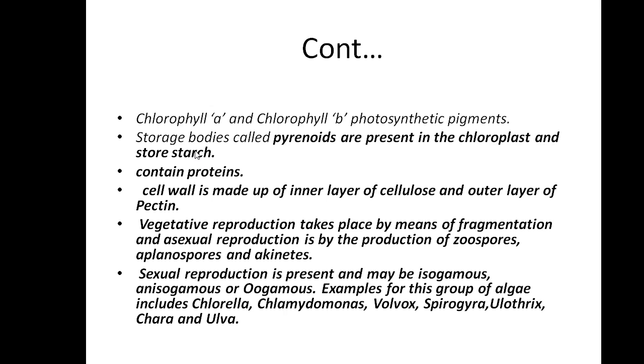Vegetative reproduction of the Chlorophyceae family takes place by fragmentation, and asexual reproduction by the production of zoospores, aplanospores and akinetes. So keep in mind, zoospores, aplanospores and akinetes are produced by the Chlorophyceae family. Sexual reproduction is present and may be isogamous, anisogamous, or oogamous. Examples for this group of algae are Chlorella, Chlamydomonas, Volvox, Spirogyra, Ulothrix, Chara, and Ulva.